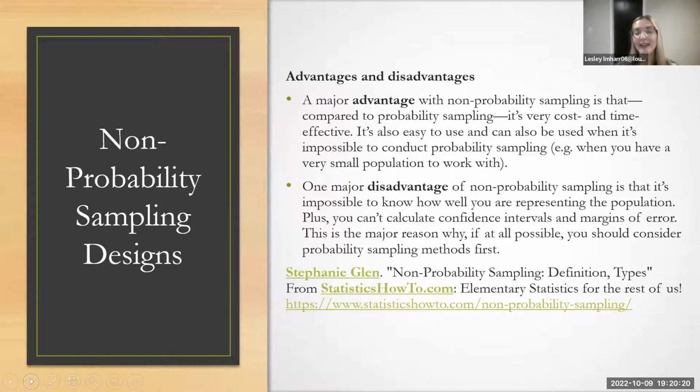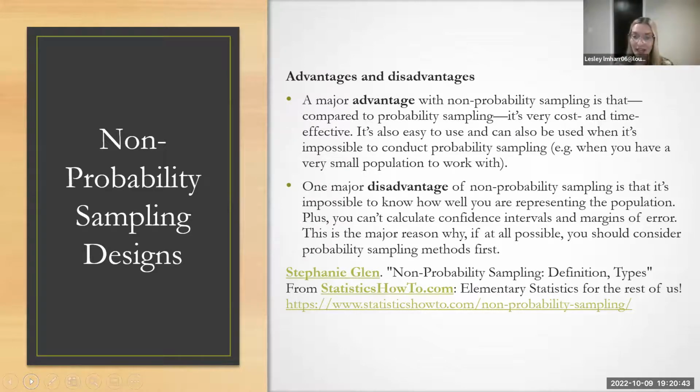So let's go through some advantages and disadvantages. A major advantage of non-probability sampling is that, compared to probability sampling, it's very cost and time effective. So less time and cheaper. It's also easy to use and can be used when it's impossible to construct probability sampling, so when you essentially have a small population to work with.